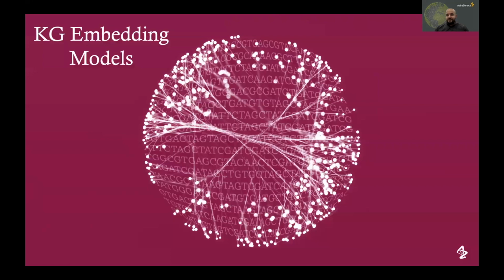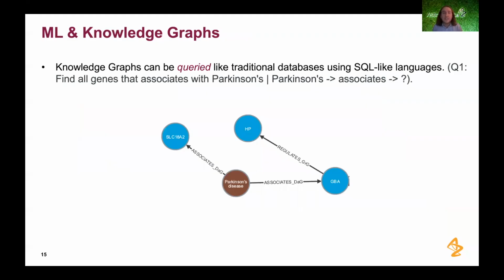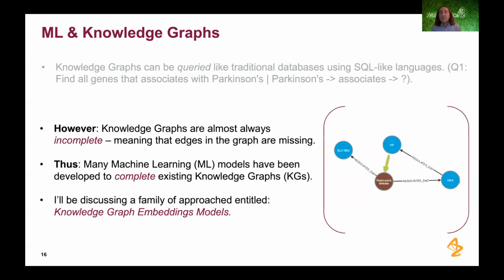So knowledge graphs can be used as a database, as we've been discussing, and thus they can be queried like one using various types of graph-specific query language. These work much like SQL would, and you can think of the query as traversing or walking the graph structure to get to the correct answer. In this example here, we have queried the graph asking for genes that are known to associate with the disease Parkinson's.